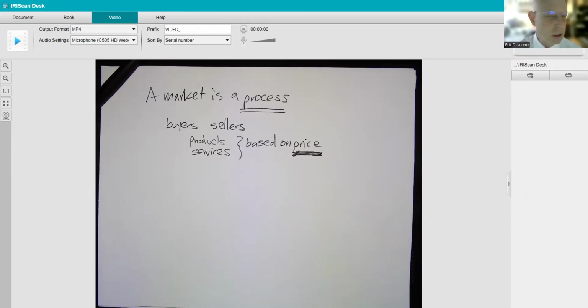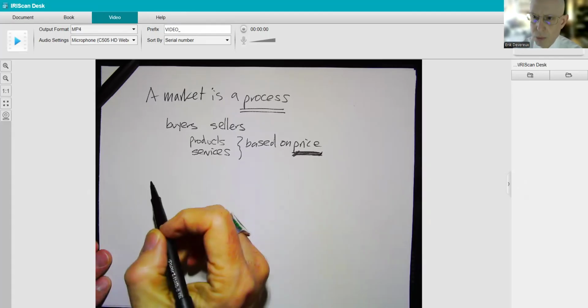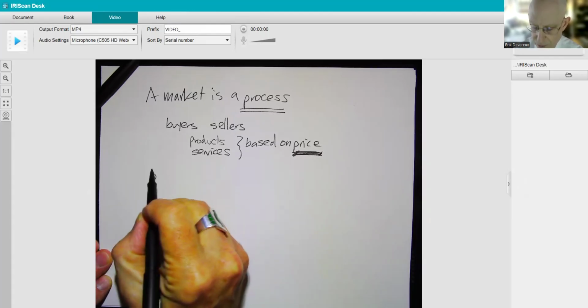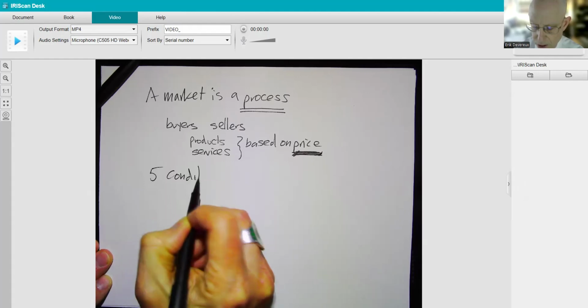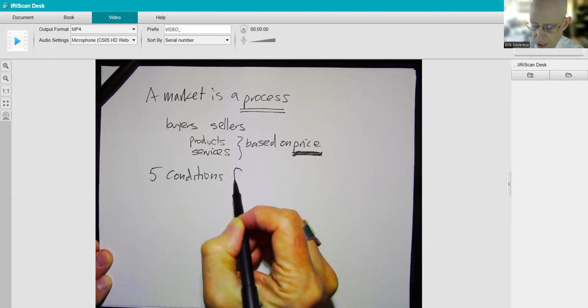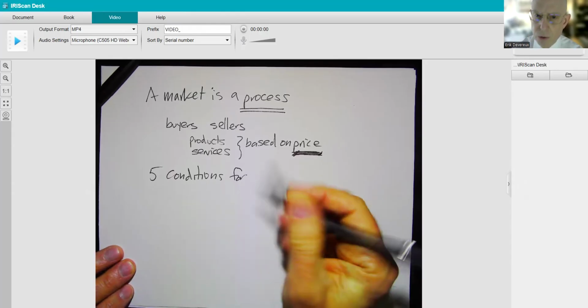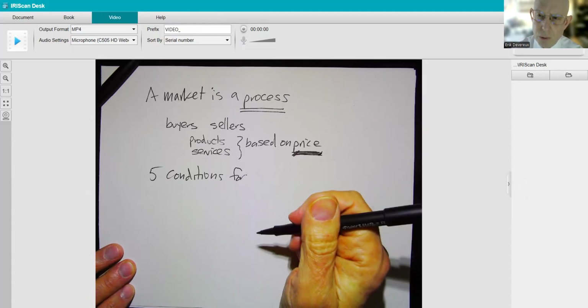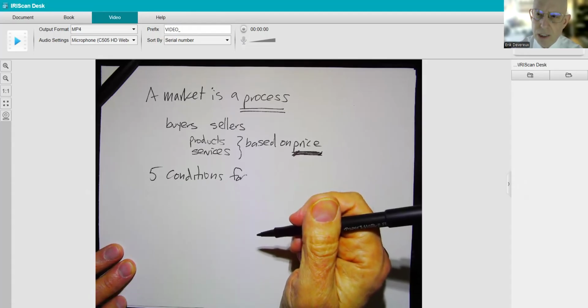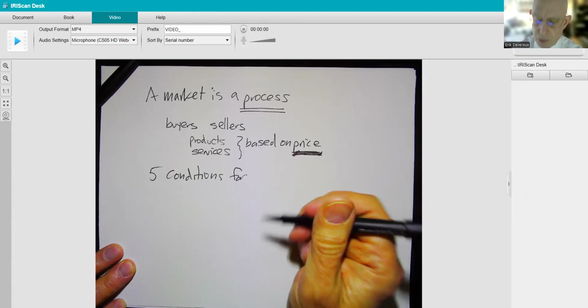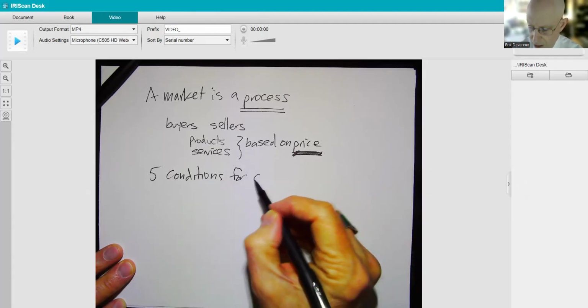I'm going to focus here first and foremost on the 5 conditions that are necessary for a market to be efficient. There are 5 conditions for an efficient market. Now, an efficient market is one in which we don't see any negative things resulting from the market transactions. We only see positive benefits both for the participants and for our society.